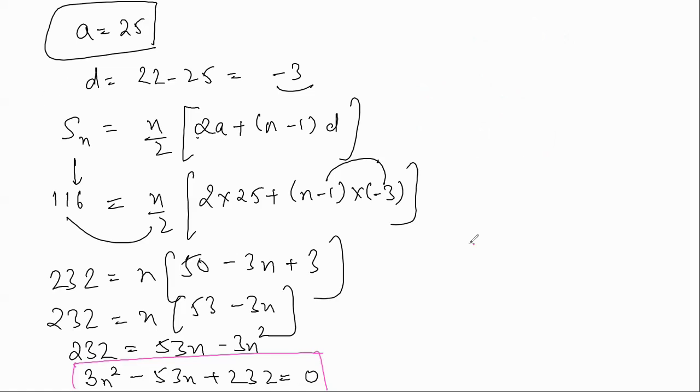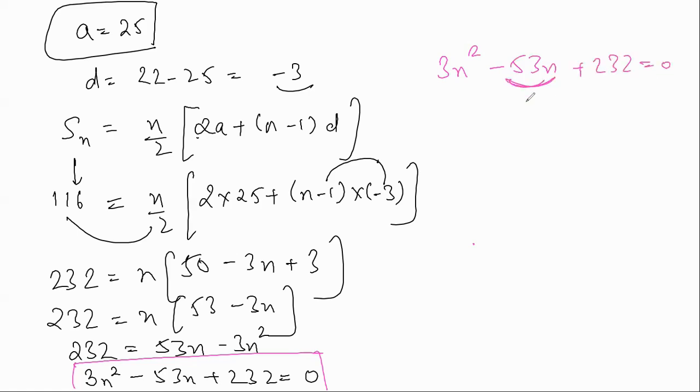Yes, you can also use the formula for the sum, n by 2 times a plus L, but you don't know n and you don't know L also. So in one equation, two unknowns are there, so you can't use that formula. So let's solve it. Okay, so this is a quadratic equation, right?